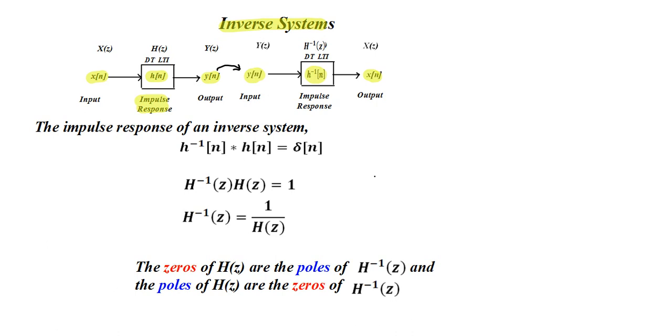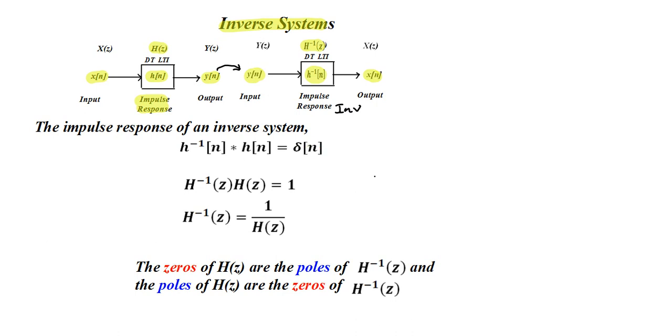In the z domain, if h of z is the transfer function of the system, then the transfer function of the inverse system is h inverse of z. Now we'll discuss the condition for the inverse system. If h inverse of n convolved with h of n, the impulse response of the system and the impulse response of the inverse system, this is the condition, and it should be delta of n.